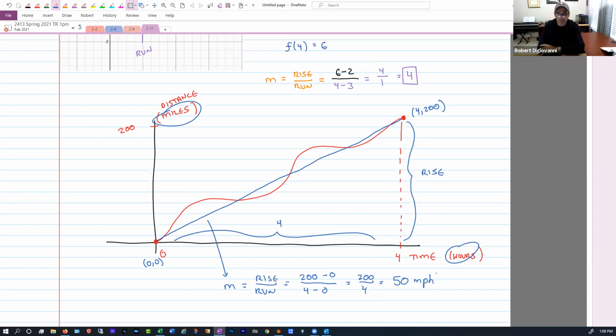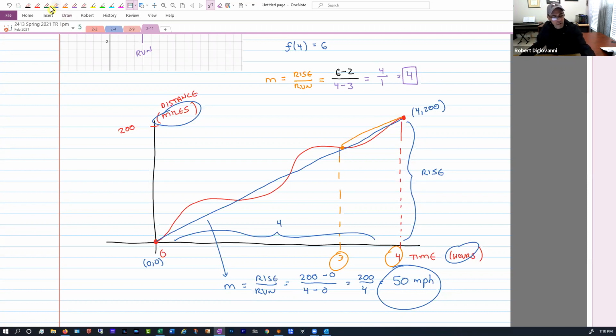So let's stick with this example just while we've got it up here. We know that on this particular trip, the average rate of change was 50 miles an hour. We could do that for any interval. Like I could ask you, look at the last hour of your trip, between 3 and 4 hours. If I find the slope of that line, that's going to give me the average rate of change, or the average speed, in the last hour of the trip. Does that make sense?